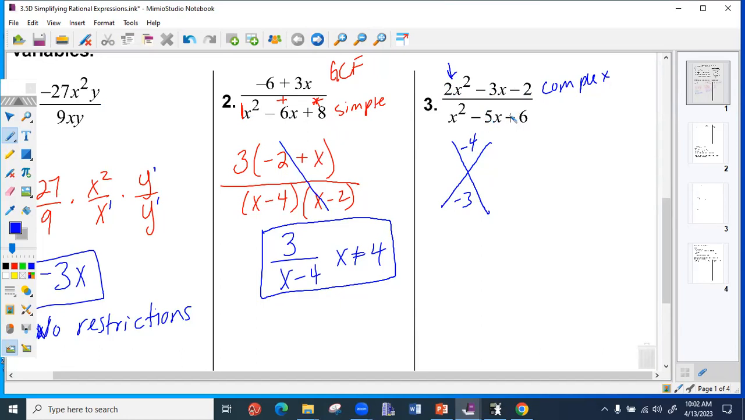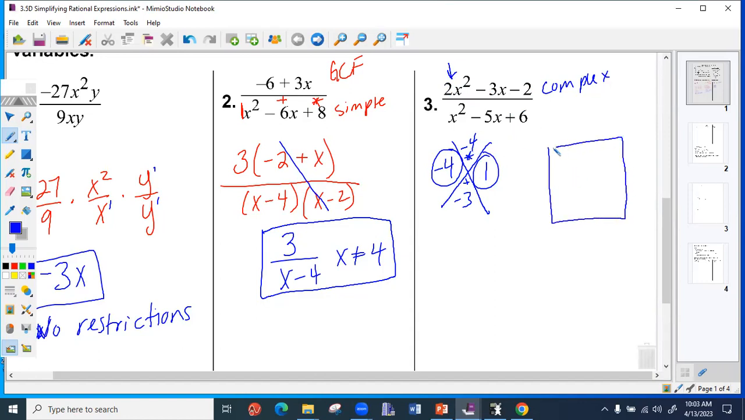Hey, how did you get -4? So to get -4, you have to multiply your A term times your C term. So 2 times -2 is -4. And our middle is -3. So you're asking yourself what multiplies to give you -4, but adds to give you -3. -4 and 1. That's because -4 plus 1 is -3. -4 times 1 is -4.